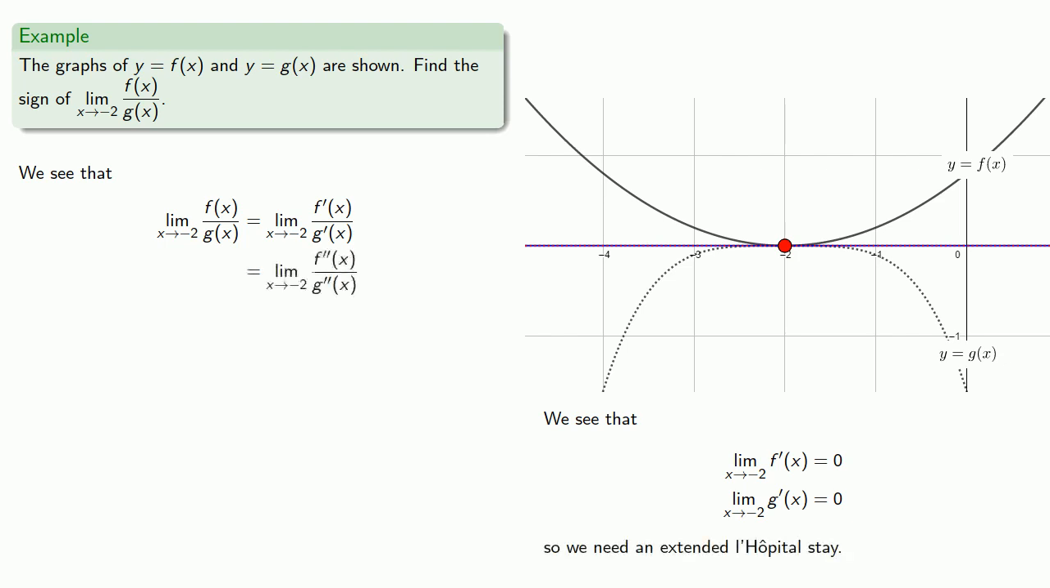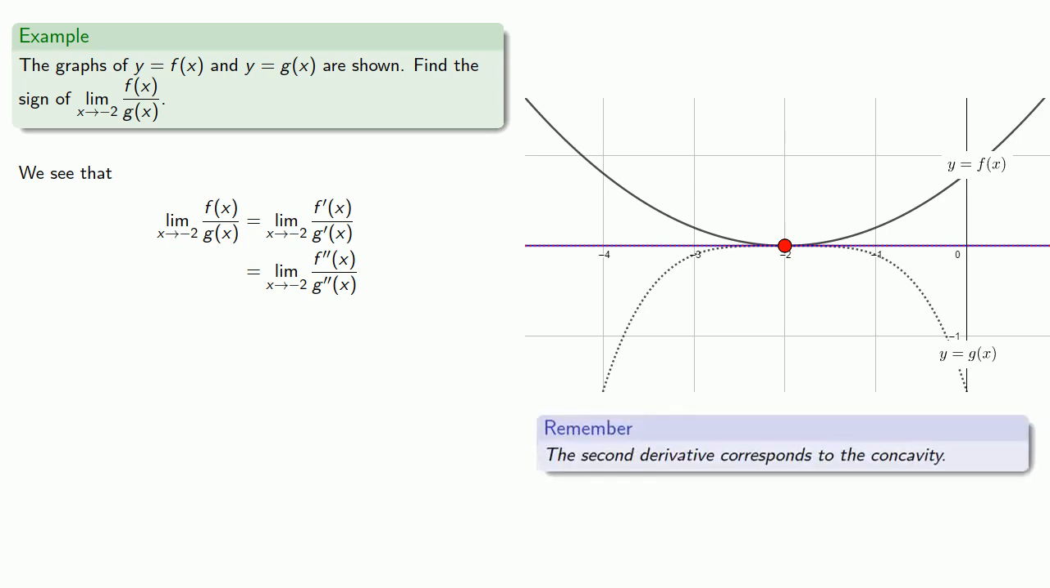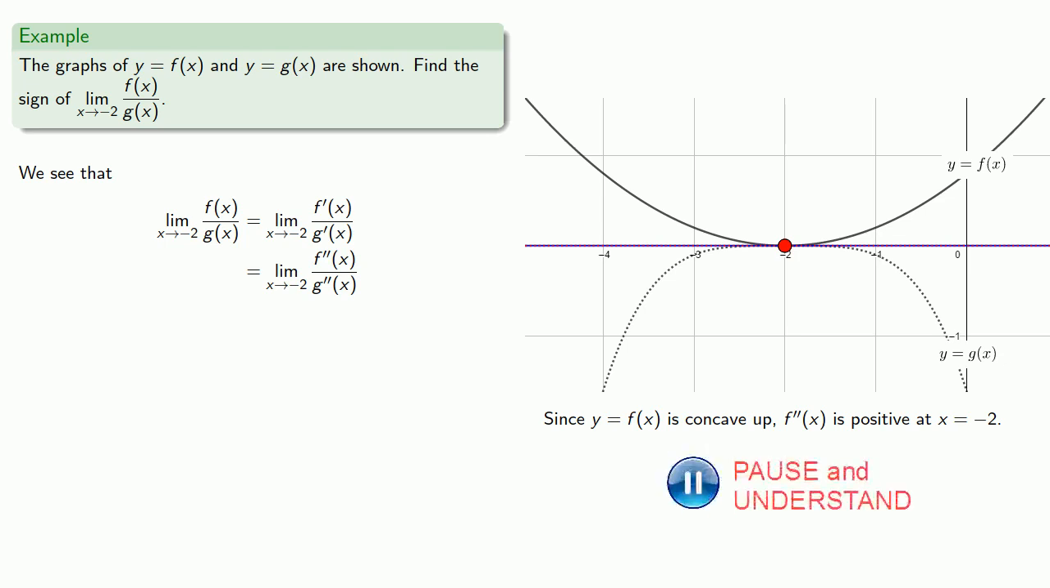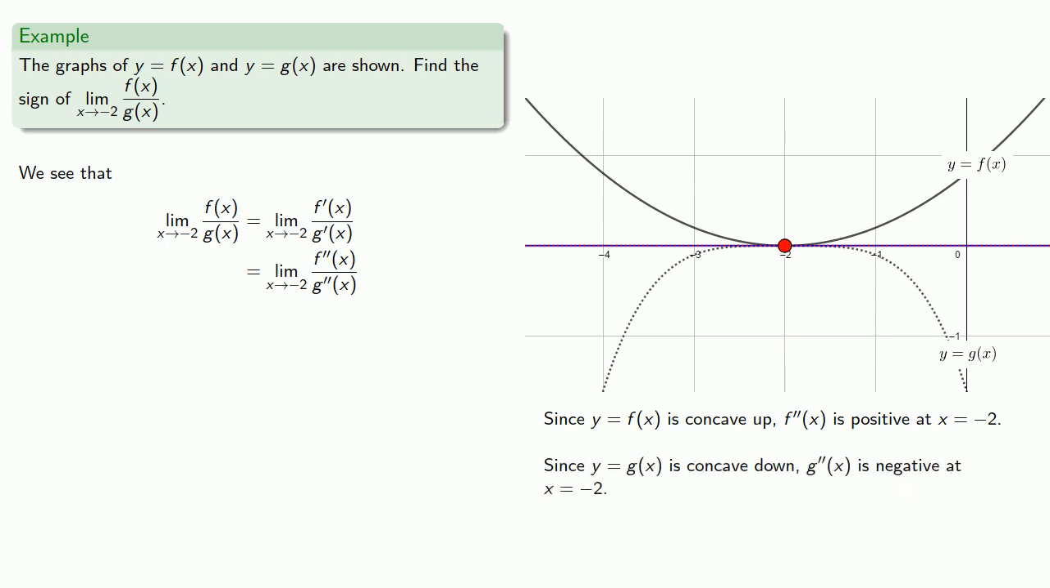So let's differentiate again. Now we need to know something about the second derivative. So remember, the second derivative algebraically corresponds to the geometric feature of the concavity of the graph. Now, since y equals f of x is concave up, then our second derivative is going to be positive at x equals -2. And since the graph of y equals g of x is concave down, our second derivative will be negative at x equals -2. And so this quotient of the second derivatives will also be negative.